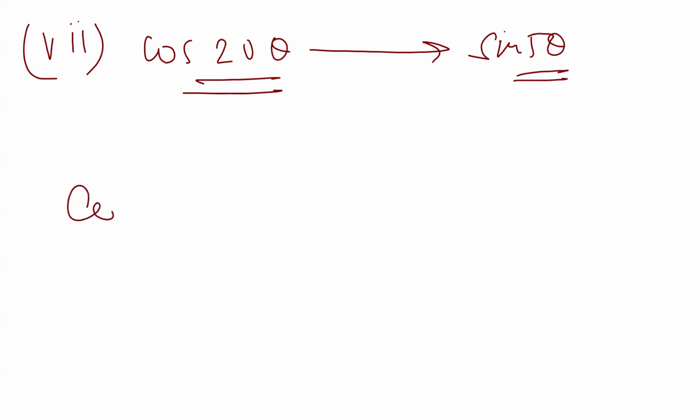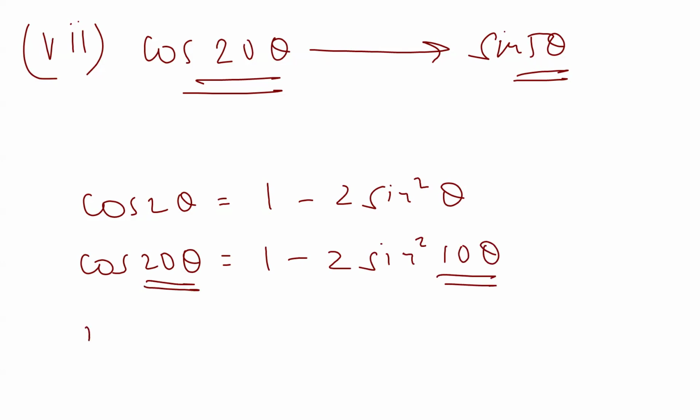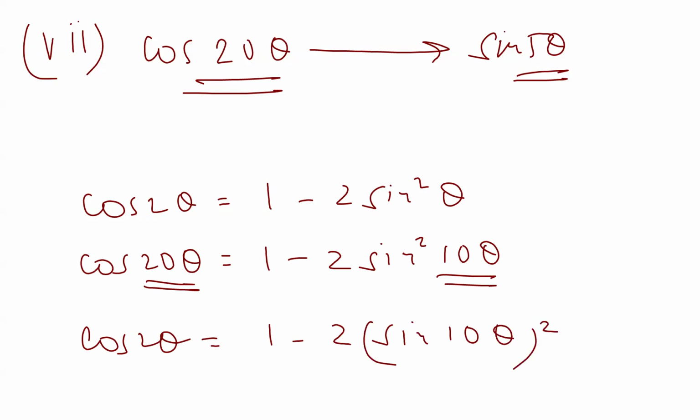So cos 2 theta is equal to 1 minus 2 sin square theta. Okay, so cos 20 theta will be 1 minus 2 sin square 10 theta. 10 theta is the half of 20 theta. So now cos 20 theta is equal to 1 minus 2 sin 10 theta the whole square. Trigonometric function with a power. The power goes outside.